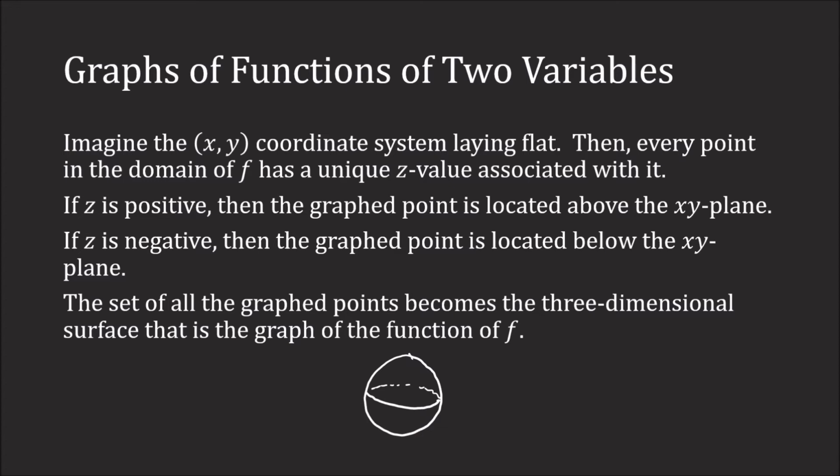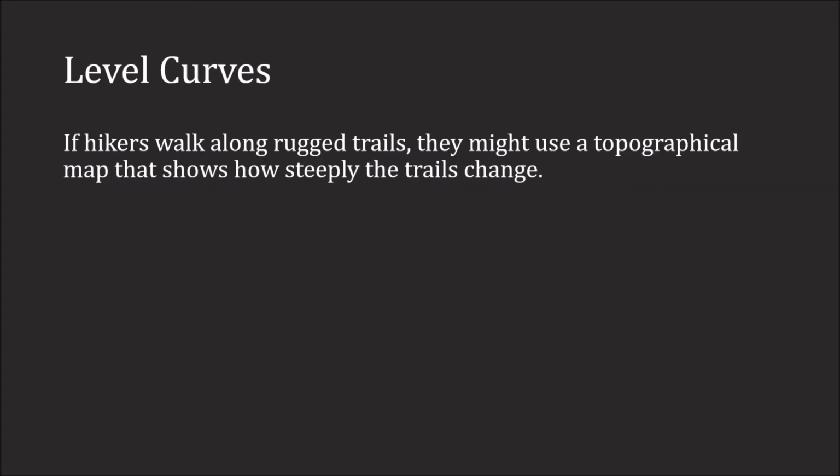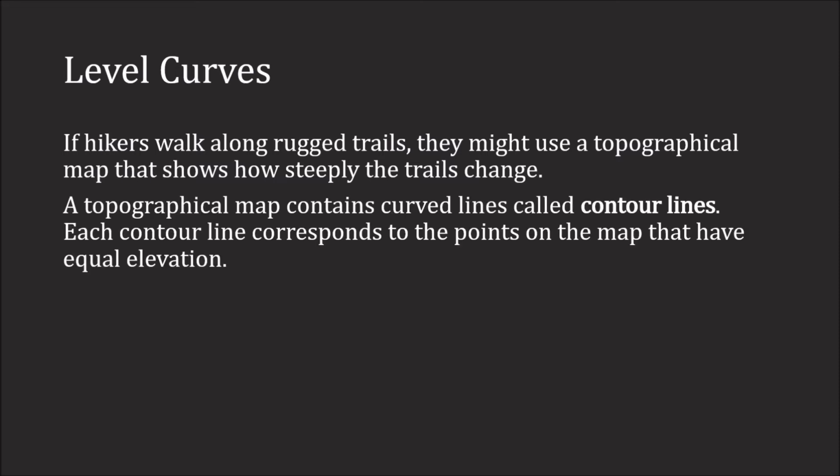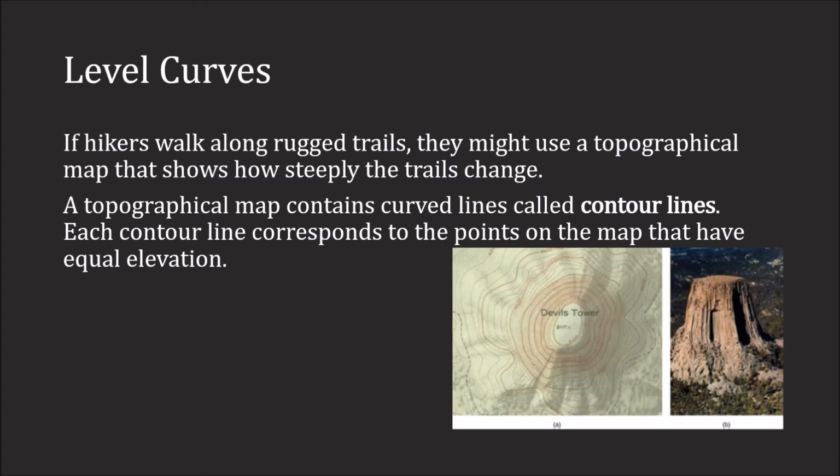However, we can describe three-dimensional surfaces. One way to describe these is to use level curves. So imagine that you're a hiker and you're walking along a rugged trail. Well, you might have a topographical map that shows how steeply this trail is changing. Right? Well, this topographical map contains curved lines called contour lines. And each contour line corresponds to the points on the map that have equal elevation. Right? So this image shows Devil's Tower, along with the topographical map of it.